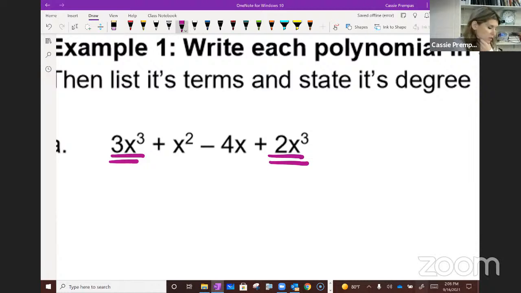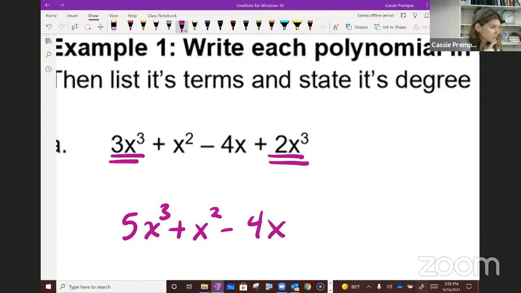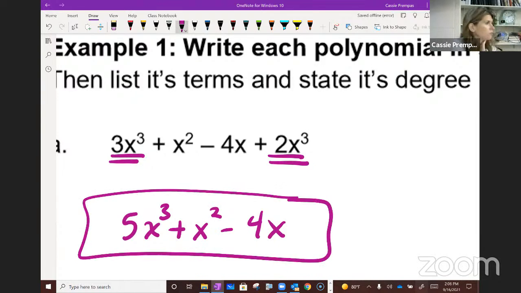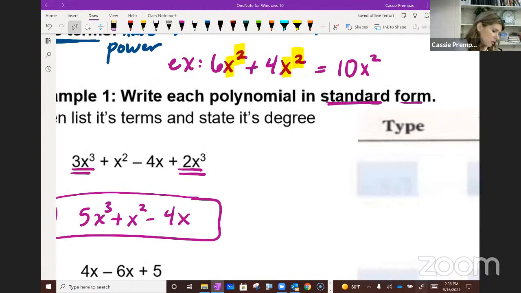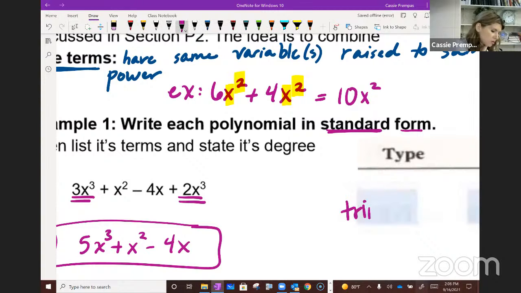Okay, so Caroline made note that we're going to add the x cubes together because they're like terms. What's 3x cubed plus 2x cubed? Good, 5x cubed. What would come next? X squared. Awesome. And then the negative 4x. Yes, you keep the sign with the term when you write it down. Good. All right, what type is this? Nice, trinomial.